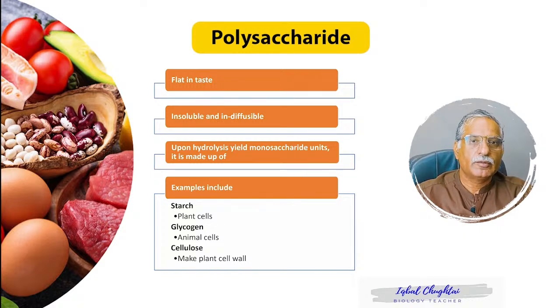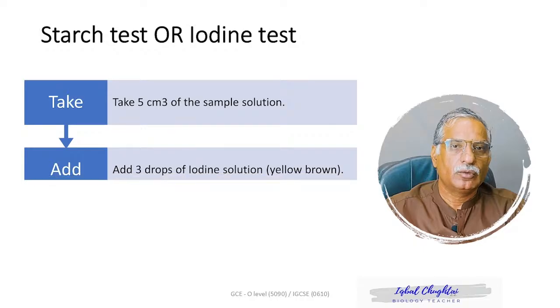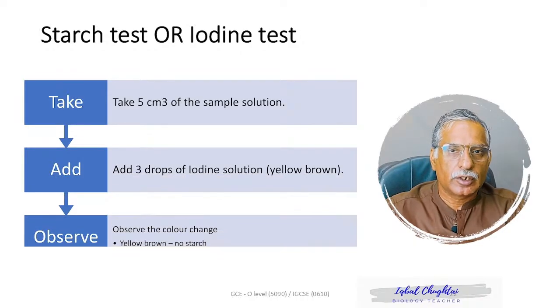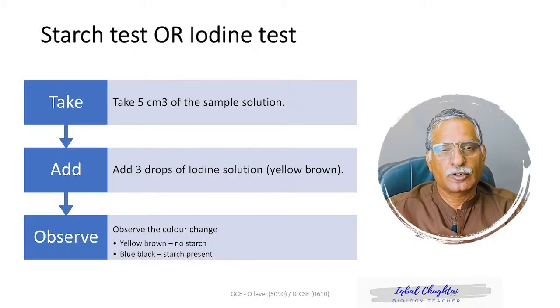If you want to confirm the presence of starch, we conduct the iodine solution test, also known as the starch test. We take a sample solution in a test tube and add 1 or 2 drops of iodine solution. Iodine solution has a yellow-brown or golden-brown color. When this is mixed with the starch solution, iodine reacts with starch and turns the contents blue-black. The blue-black color of the test tube contents is the confirmation that the sample contains starch.